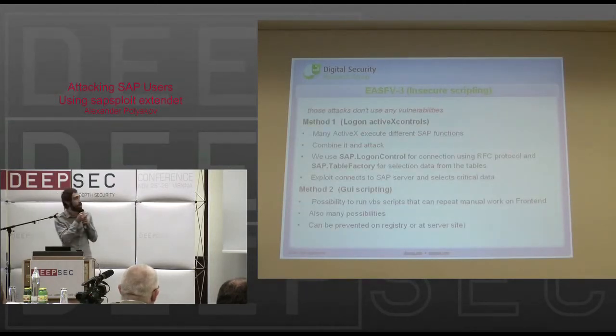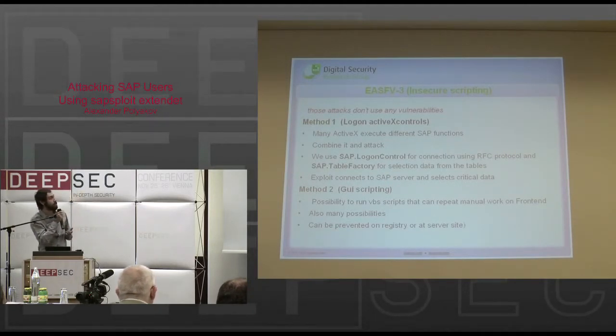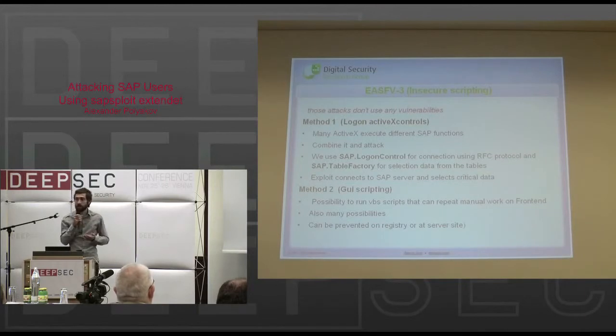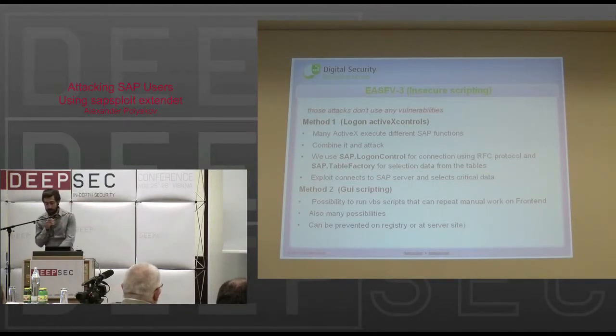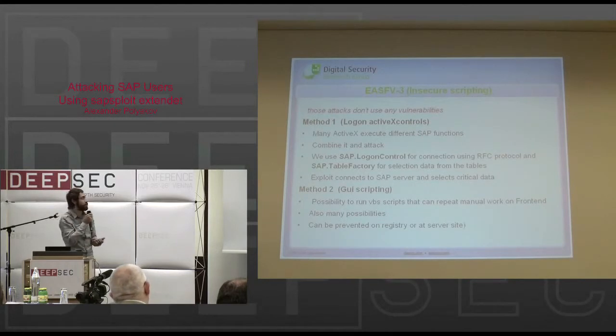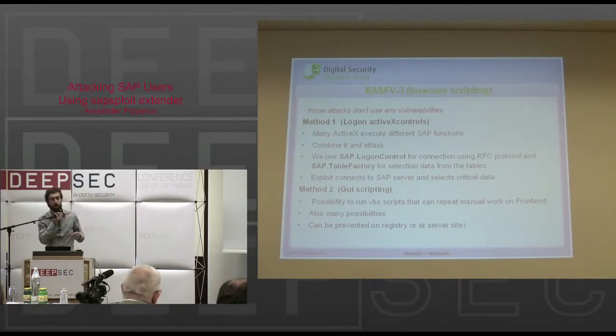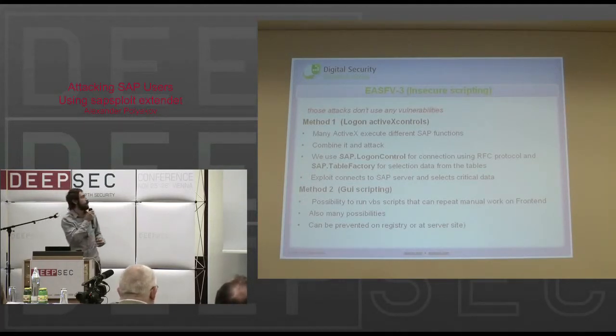The next thing is insecure scripting methods. So the previous things, insecure methods, are vulnerabilities, and they can be patched. These things are not vulnerabilities, it's just features to get automatic access to the SAP. So for example, we find the ActiveX control that can make the remote logon to the SAP server using the RFC protocol. And it's named SAP Logon Control Protocol.